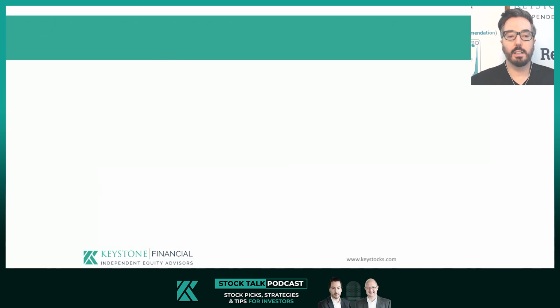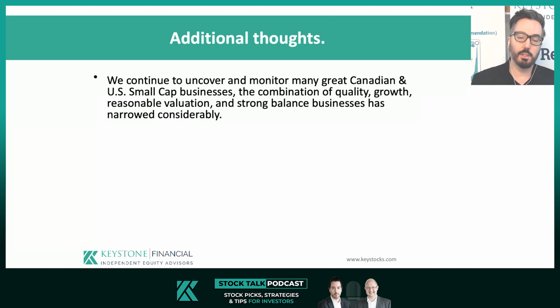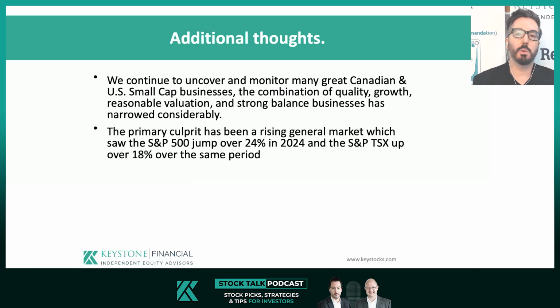I'm going to give some final thoughts here. While we continue to uncover and monitor many great Canadian and US small cap businesses, the combination of quality, growth, reasonable valuations, and strong balance sheets has narrowed considerably. The primary culprit of this has been rising general markets, which saw the S&P 500 jump over 24% in 2024, and the S&P TSX was up over 18% in the same period.